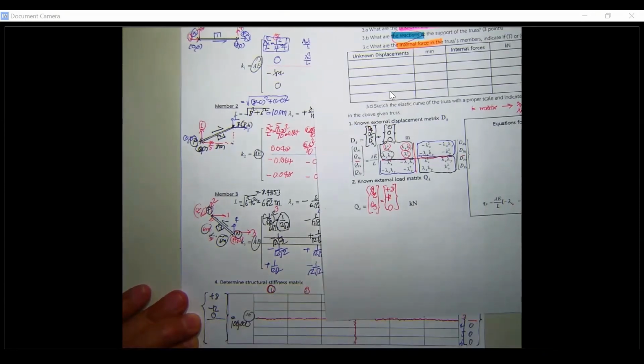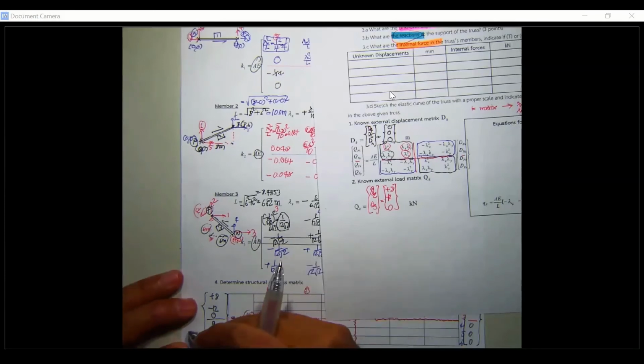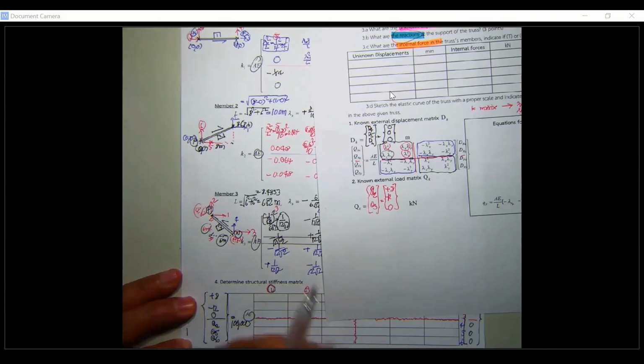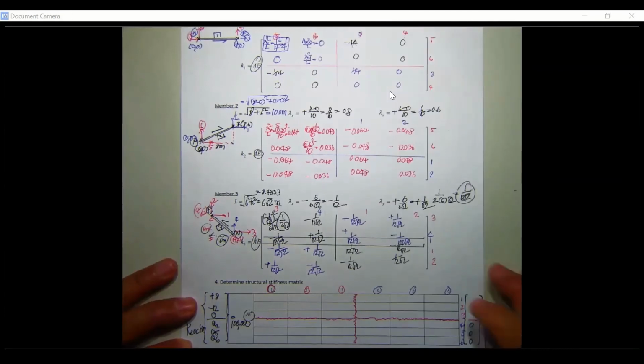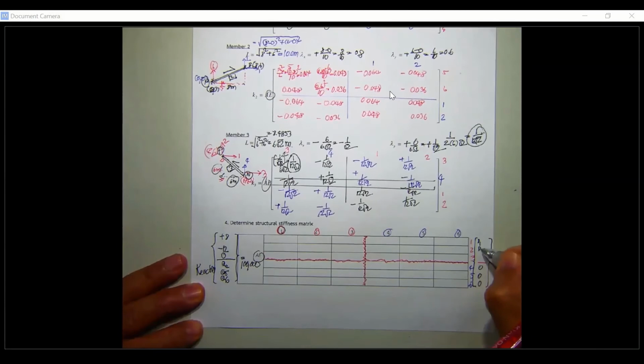Later, in this portion, you get this one to be Q4, Q5, and Q6, and this is going to be the reaction. Okay, and take this one out. You get the other to be D1, D2, D3. This is going to be the unknown displacement.